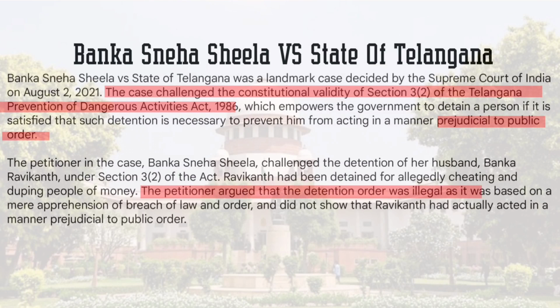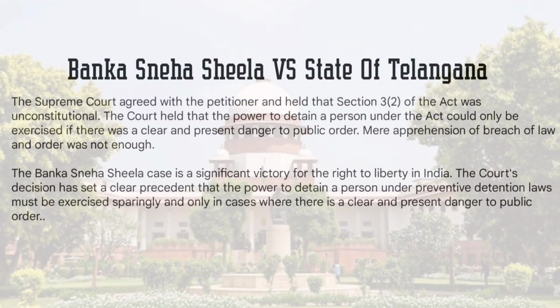The petitioner argued that the detention order was illegal as it was based on mere apprehension of breach of law and order and did not show that Ravikant had actually acted in a manner prejudicial to public order. The Supreme Court agreed with the petitioner and held that Section 3 Clause 2 of the Act was unconstitutional. The court held that the power of detaining a person under the Act could only be exercised if there was a clear and present danger to the public order. Mere apprehension of breach of law and order was not enough.